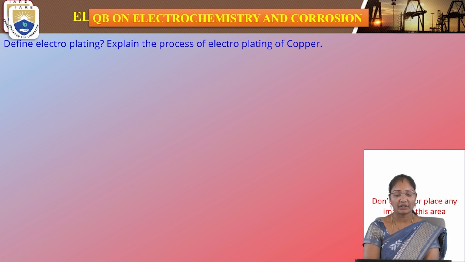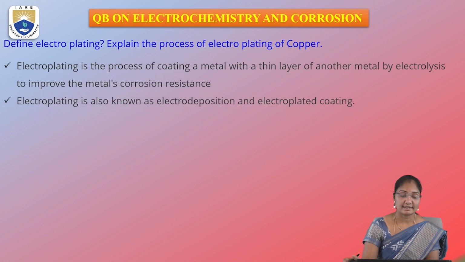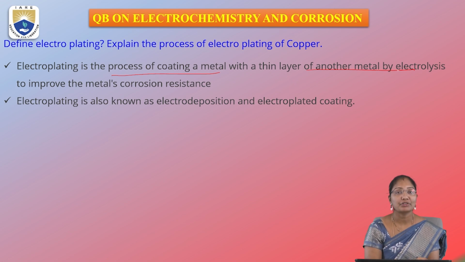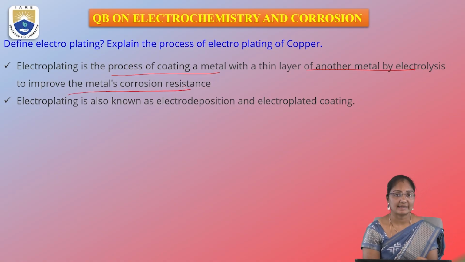So another one is define electroplating. Explain the process of electroplating of copper. Here another question is define electroplating and explain the electroplating of copper. So electroplating is a technique or a process of coating a metal with a thin layer of another metal by the process called electrolysis to improve the metal's corrosion resistance.